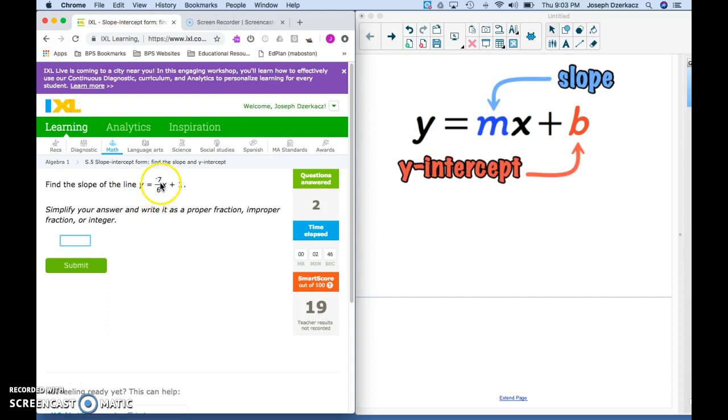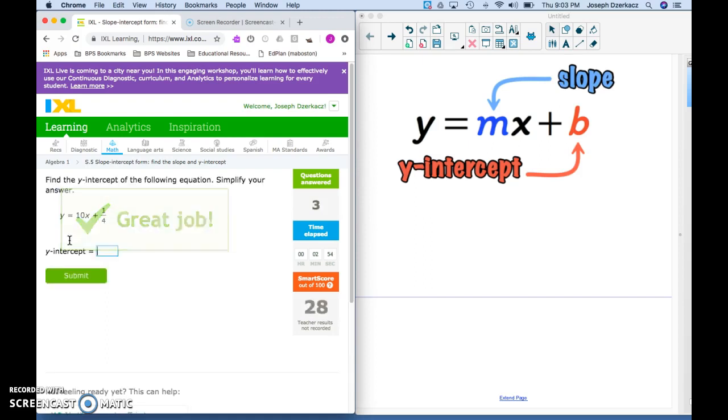All right, find the slope of this one. Same thing, the number in front of the x. -7, 6.